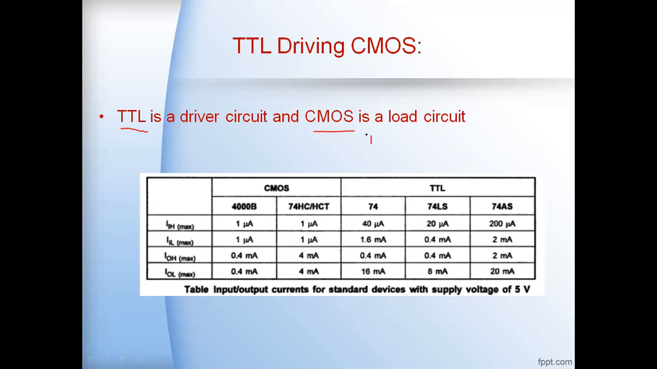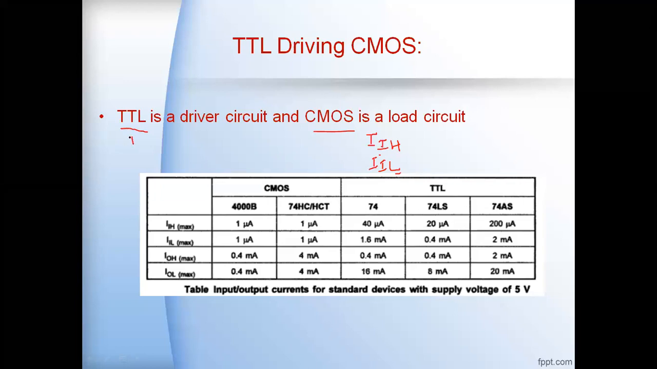So therefore, from the CMOS, we will look at the IIH parameter and the IIL parameter, which means the maximum current that is flowing into the CMOS circuit when the CMOS input is at the high state and the maximum current flowing when the CMOS input is at the low state. Now, come to the TTL. So the TTL is the output circuit.